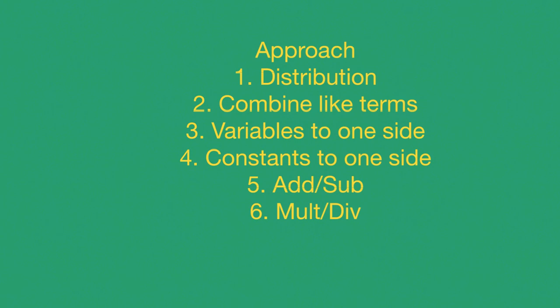Number 4 then, let's get all of our constant terms to the other side. Guys, remember what a constant term is. A constant term is a number without a letter. It's a number without a variable. That's what a constant is. So variables on one side, constant terms on the other, and then it's back to normal. Do we need to add or subtract anything? Do we need to multiply or divide anything? Those are typical things, but as we've seen, there's always exceptions.